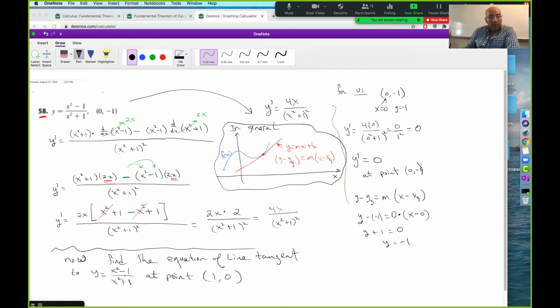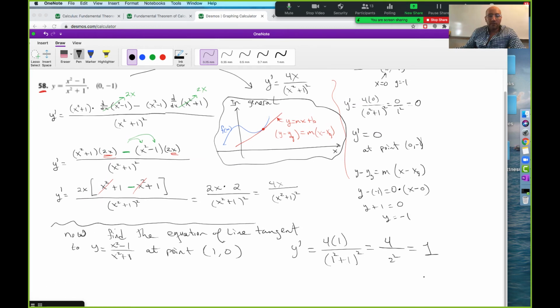Okay, in order to figure out the equation of the line tangent to this function at this point, we again go back to our function that describes the derivative, right? The derivative function describes the slopes of the lines tangent at various points. So y prime at x equals 1 is going to be equal to 4 times 1 all over 1 squared plus 1 squared, which will be equal to 4 over 2 squared, which will be equal to 1. So my slope is going to be equal to 1 at that point.